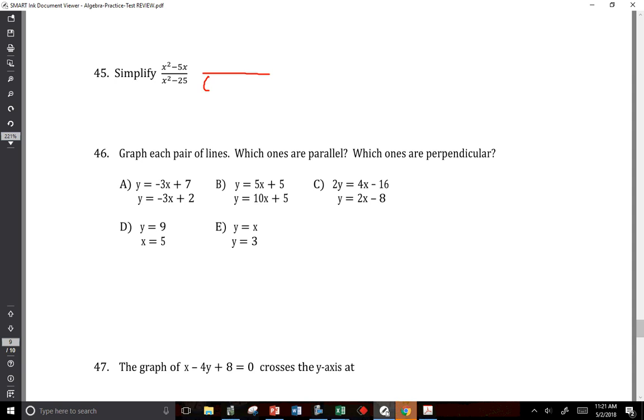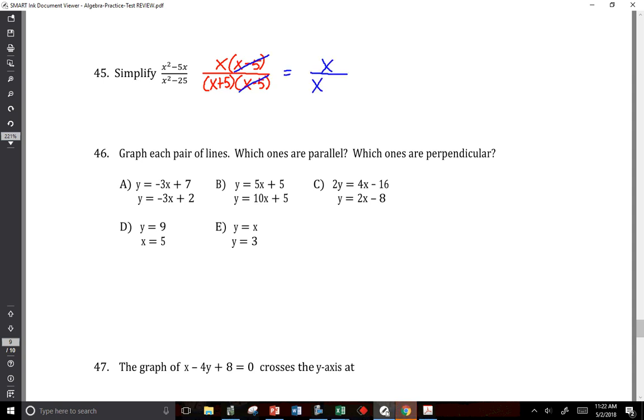It's the same thing. So it's y equals 2x minus 8. So this is just one where it's right on top of each other, like it's the same line. So that's not going to be parallel or perpendicular, it's the same line. Then D: y equals 9, what would this look like?